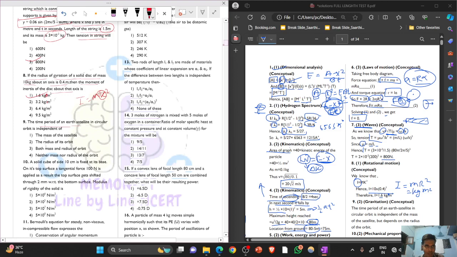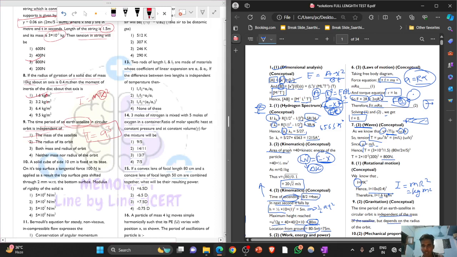The time period of an Earth satellite in circular orbit is independent of which: mass of satellite, radius of the orbit, both mass and radius, or neither mass nor radius. No, option first will be correct. It is independent of the mass, sorry, not radius. Time period is proportional to r cube. That is the time period of an Earth satellite in circular orbit. In circular orbit, you know that the time period of the satellite is independent of the mass of the satellite, but depends on the radius of the orbit.